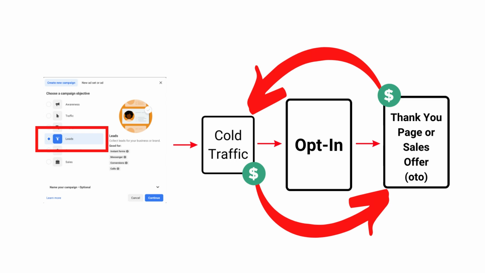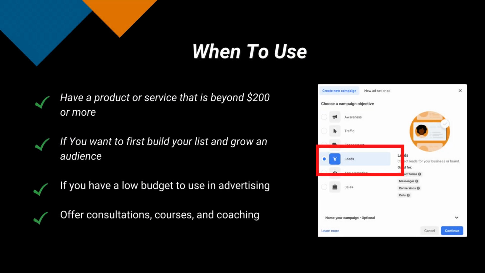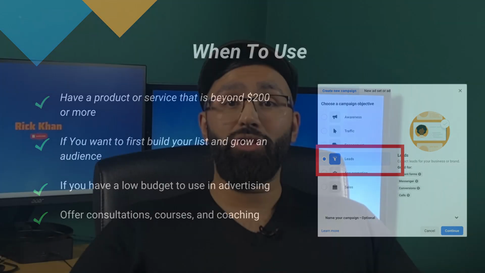So the question here is then, when should you use this structure? Well, it's when you have a product or service that is beyond $200 or more, and the decision of buying isn't made on an instant impulsive decision. Then if you want to first build your list and grow an audience, you can sell multiple offers. And also if you offer consultation, courses, and coaching. So pretty straightforward.